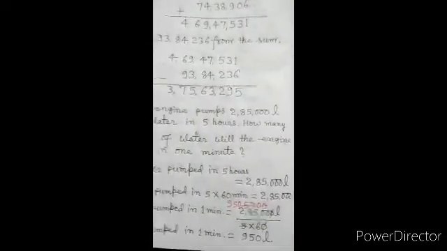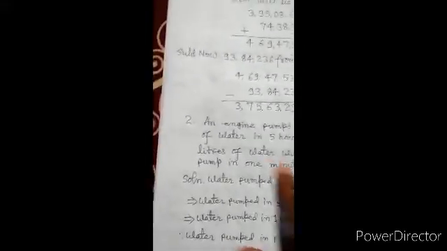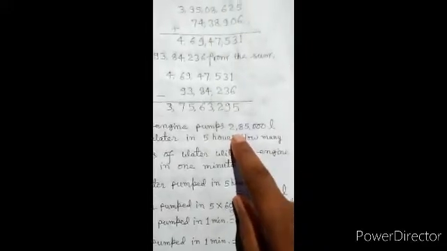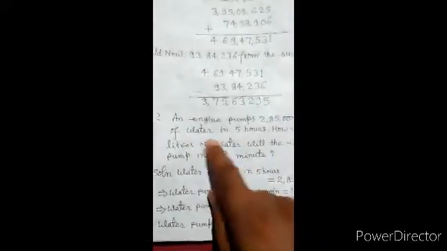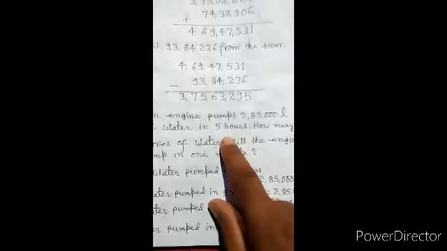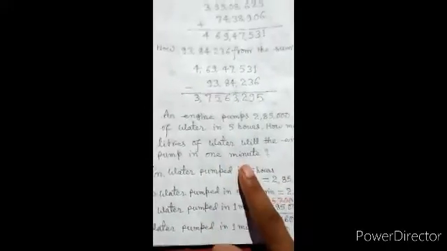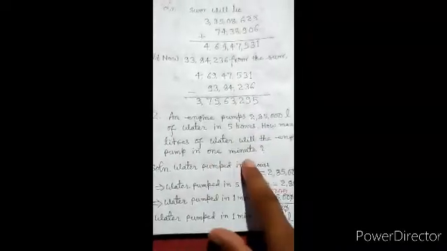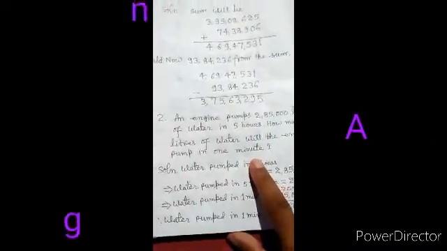Word problems must be understood properly by reading them again and again. Now take another example, that is an engine pumps 2,85,000 liters of water in 5 hours. Number of hours is given, that is 5 hours. How many liters of water will the engine pump in 1 minute? We need to change these 5 hours into minutes. Then we can calculate water pumped in 1 minute.